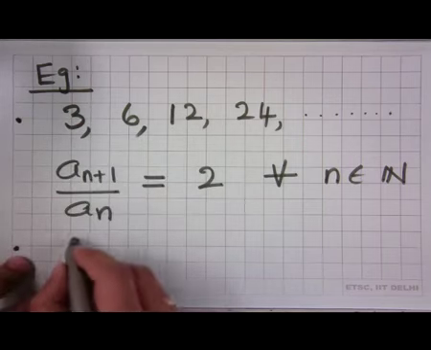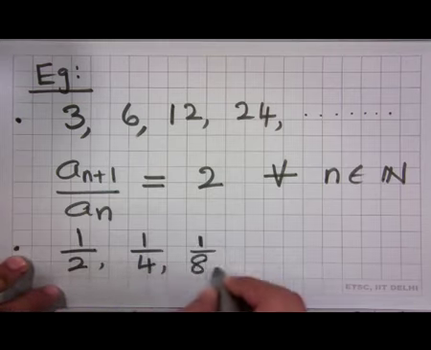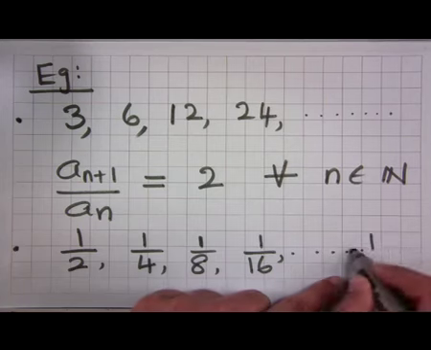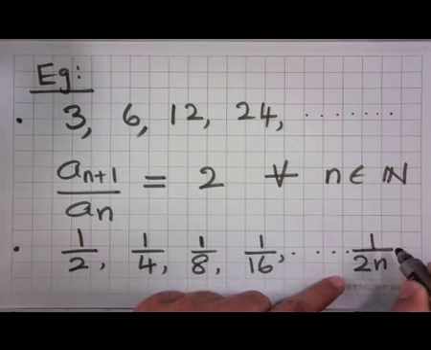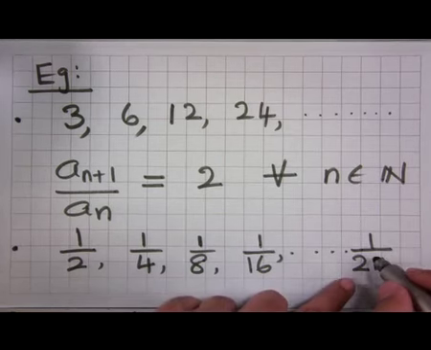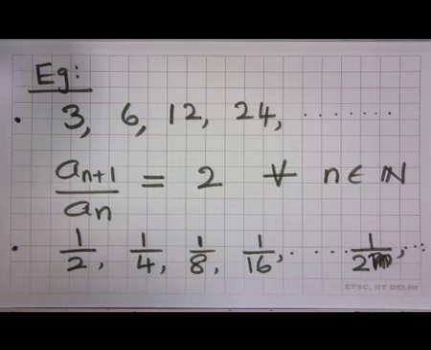Similarly, consider the sequence 1 by 2, 1 by 4, 1 by 8, 1 by 16, etc. Let me write a general term: 1 by 2 power n, etc. Here also you can see that the ratio of two successive terms remains constant.